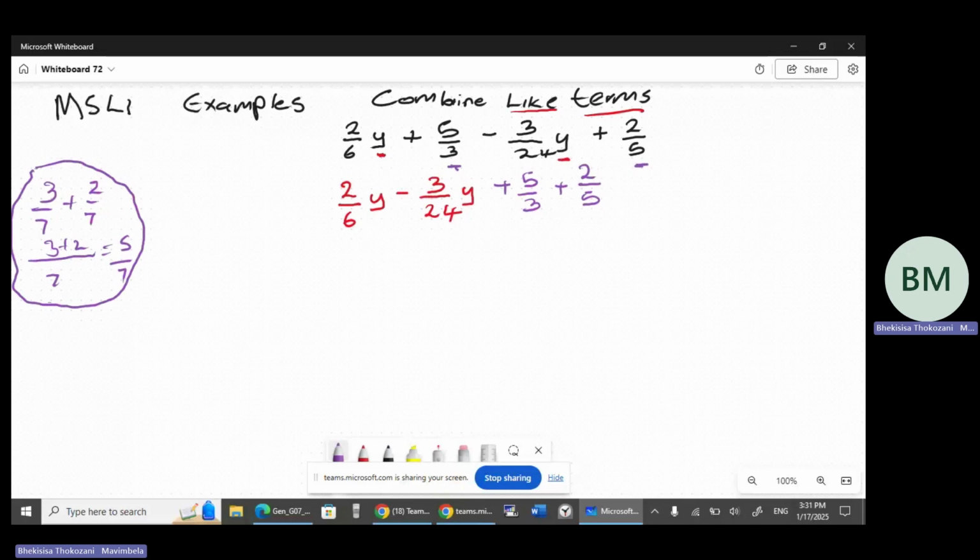But this only happens if the denominators are the same. But in this case, the denominators are not the same. So we have different denominators. So we need to change this 6 to make it 24, all right? Let's see how we can do that. Both these are even numbers, which means I can change the small one to 24. Let's do that right now. So ask yourself this question: what number can I multiply 6 with in order for me to get 24? If we do our math, that will be 4.